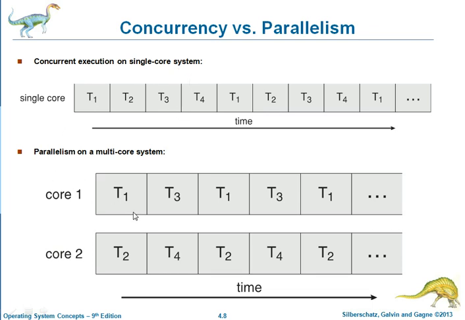Now, on a system with multiple cores, we have core 1, we have core 2, it considers functionality on concurrency. It means that the threads can run in parallel. It can run in parallel because the system can assign a separate thread to each core.